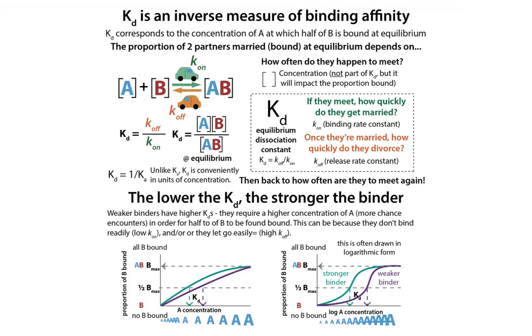Whereas if you have a stronger binding affinity, then there needs to be less of the other thing around for half of you to be bound, and therefore you're going to have a lower Kd. So a smaller concentration of that other thing is needed. We'll get into all of the math, but first let's think about it a little intuitively.